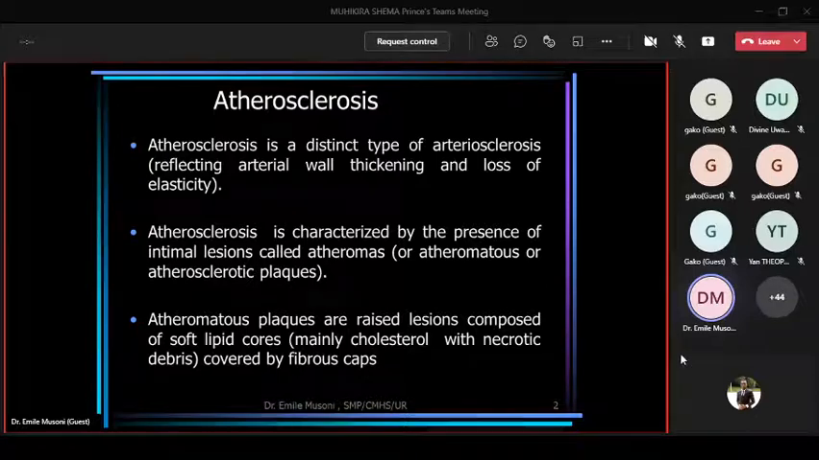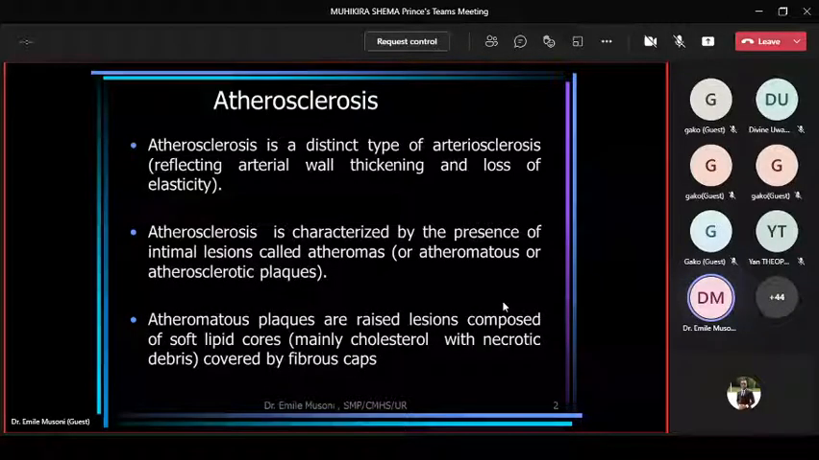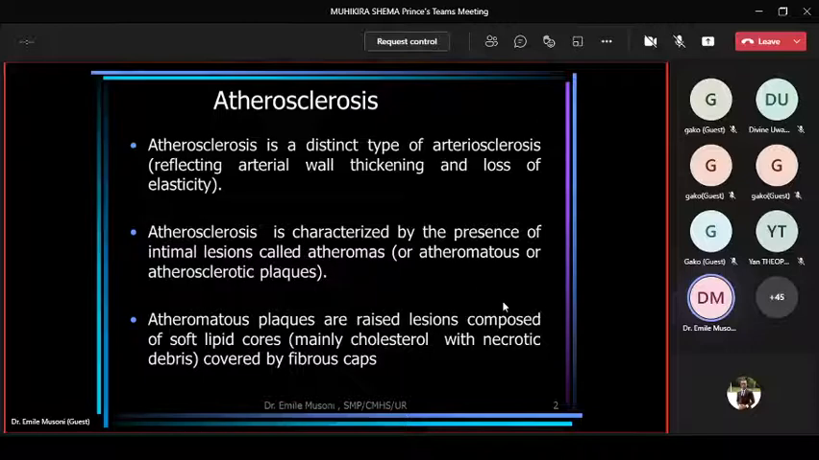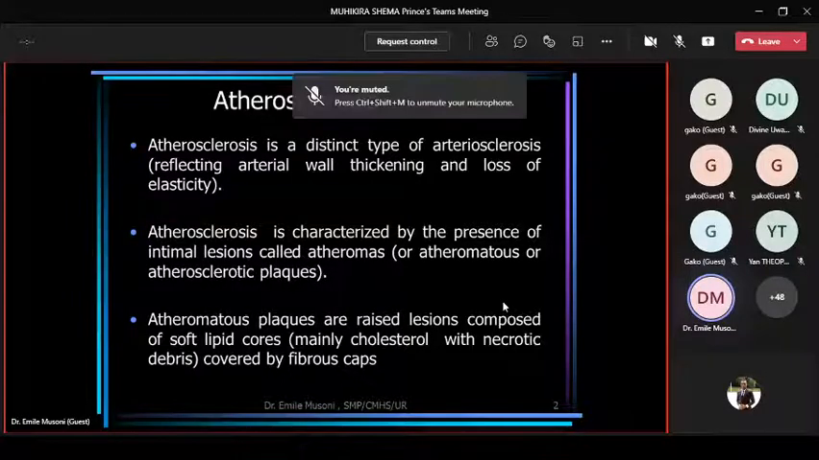Or atherosclerotic plaque. These are in the lumen of the blood vessel. In the vessel involved here, it is artery, not a vein. So in summary, arteriosclerosis and atherosclerosis, they are different. One is the wall thickening and loss of elasticity, whereas the other is the deposit of atheromatous plaque in the lumen of the blood vessel.